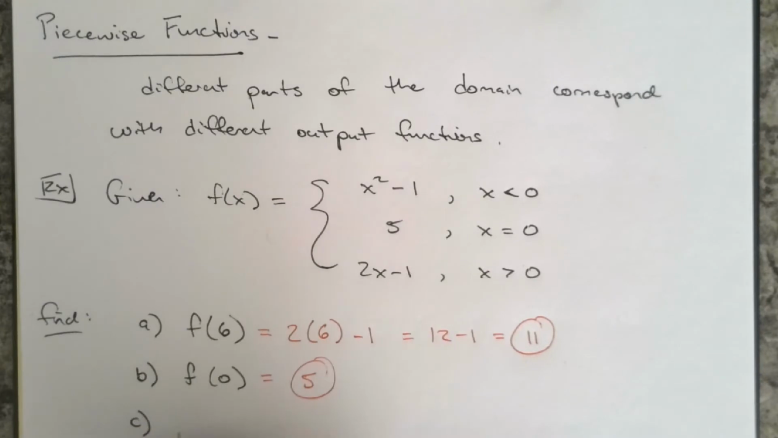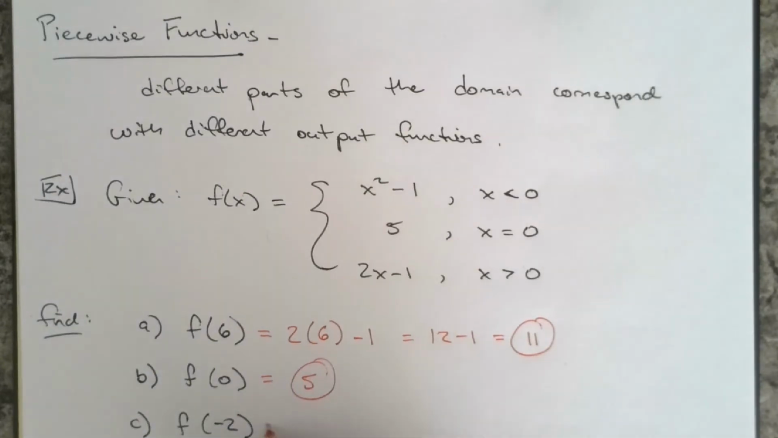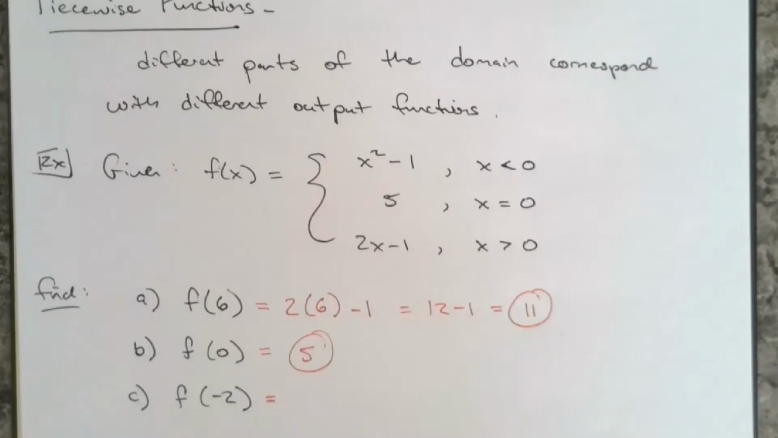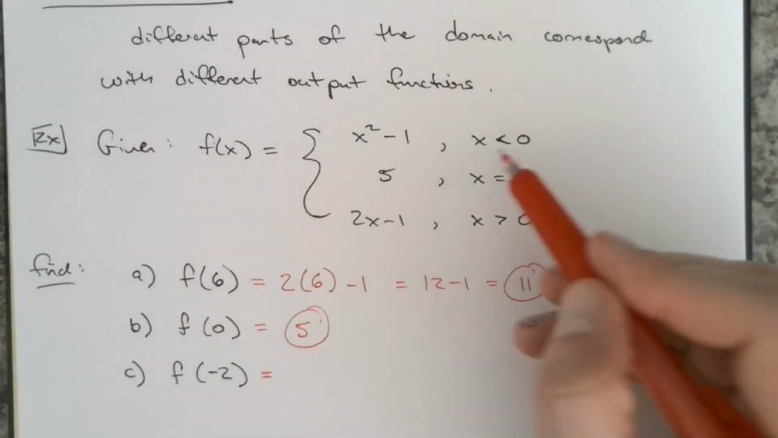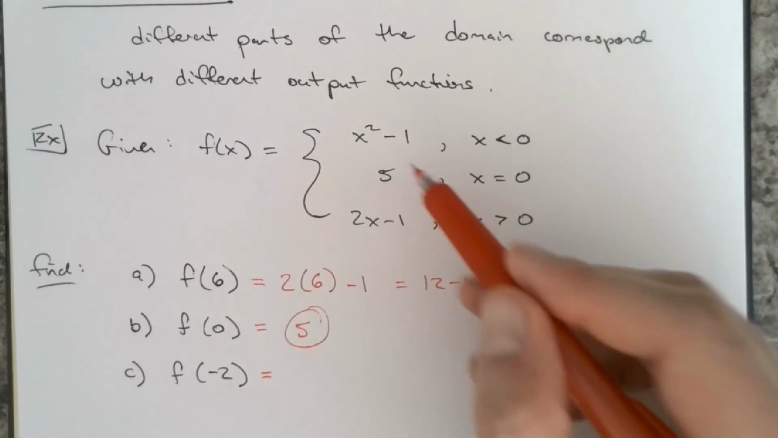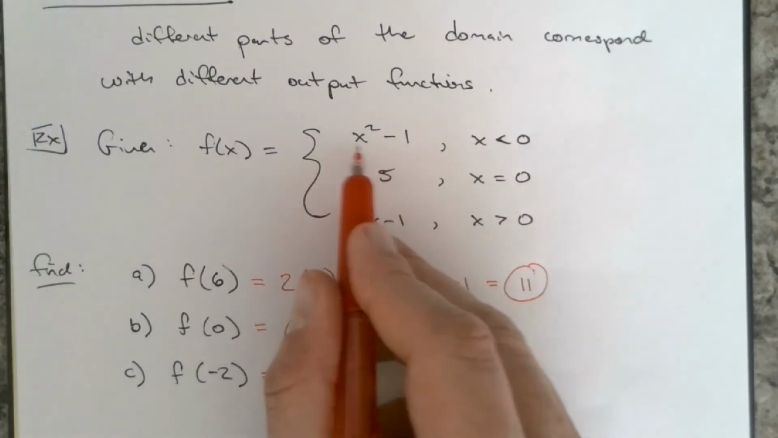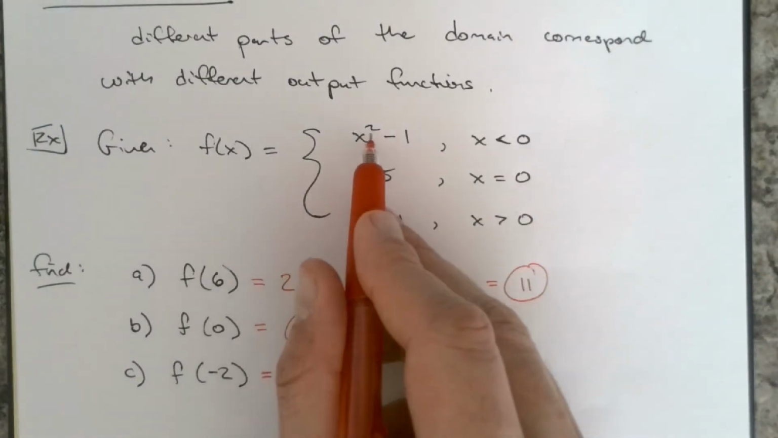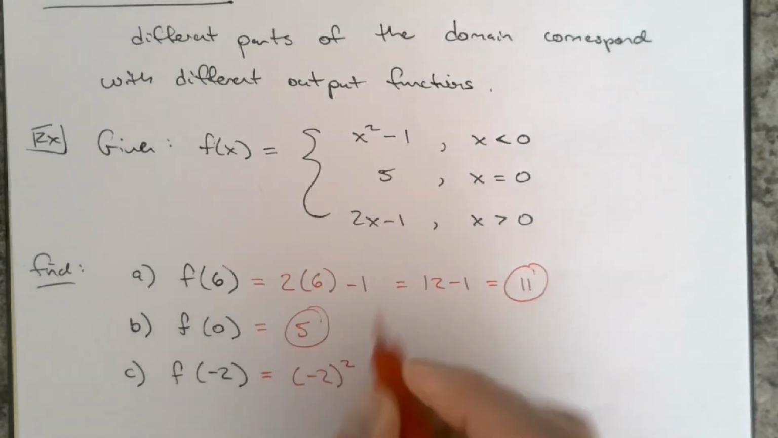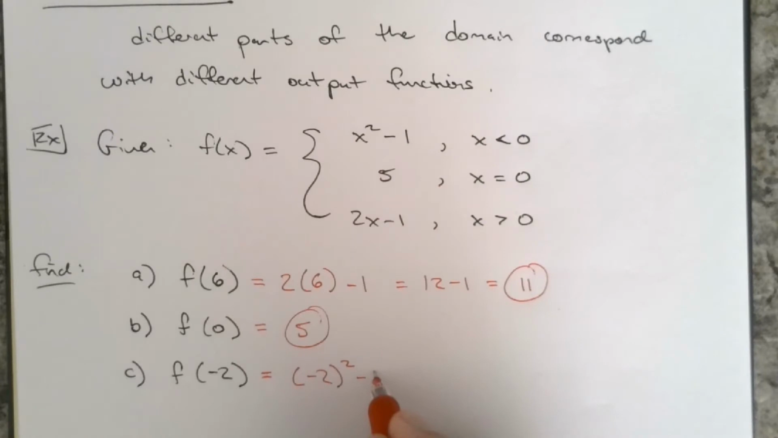And we'll look at one more. If I said I had f of negative 2, that means x is negative 2. Which part of this has the interval that contains negative 2? Well, x is less than 0 if x is negative 2, so we're using the first function, so we're substituting into here. Remember, if you're substituting for x when there's an exponent on there, you have to put parentheses, so it's negative 2 squared and then minus 1.